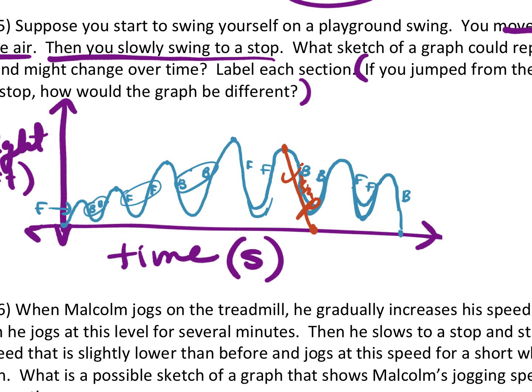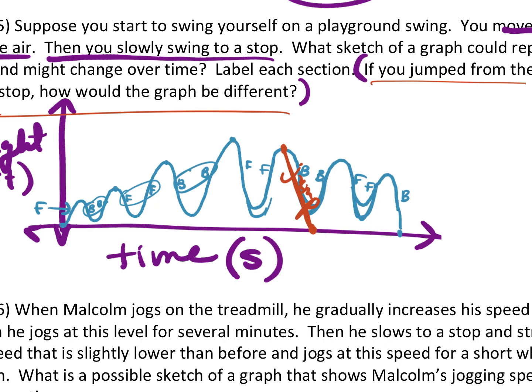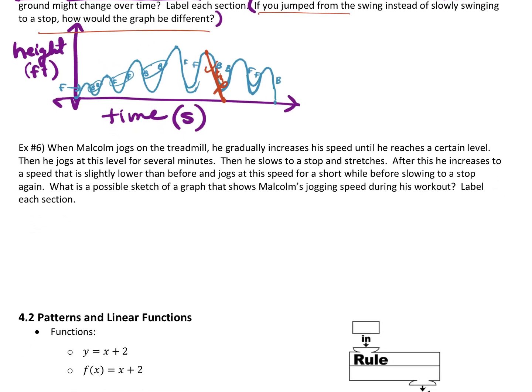Does that make sense? So the blue, I would say, is the graph that they first asked for. The red is what if we jumped. How would it differ? This is how it would differ if we jumped. Does that make sense? Okay. I think this one's a little easier.